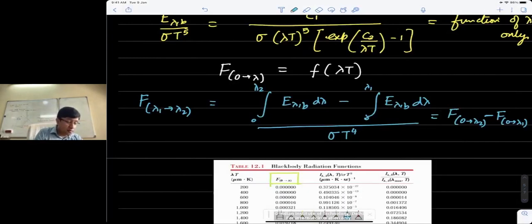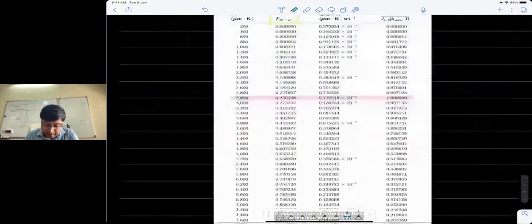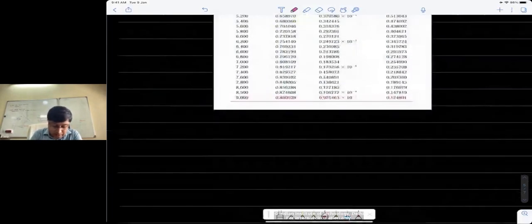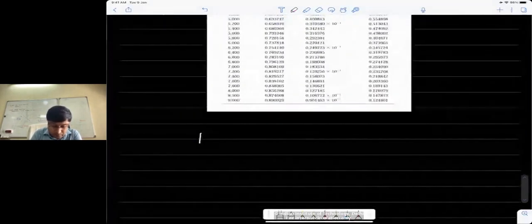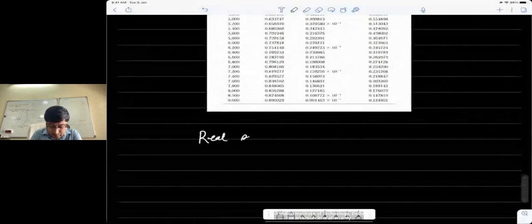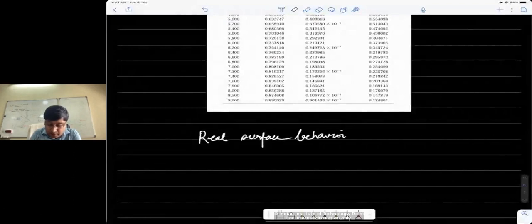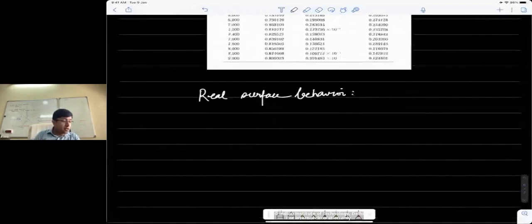Okay, so having done this black body behavior in such great detail, now let me define some properties of the real surface, or emission from a real surface. So let's look at a real surface now. To characterize a real surface behavior, we will use different quantities. We'll first go with emissivity.